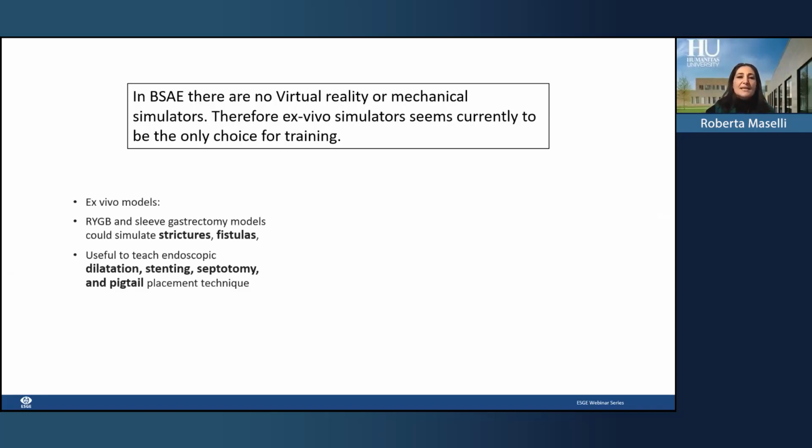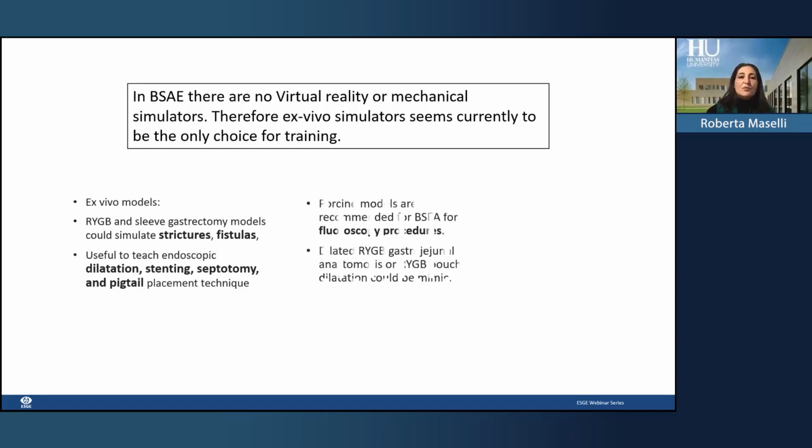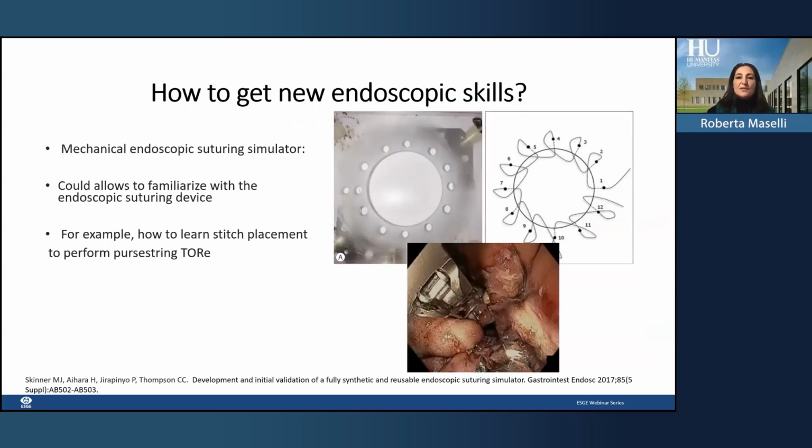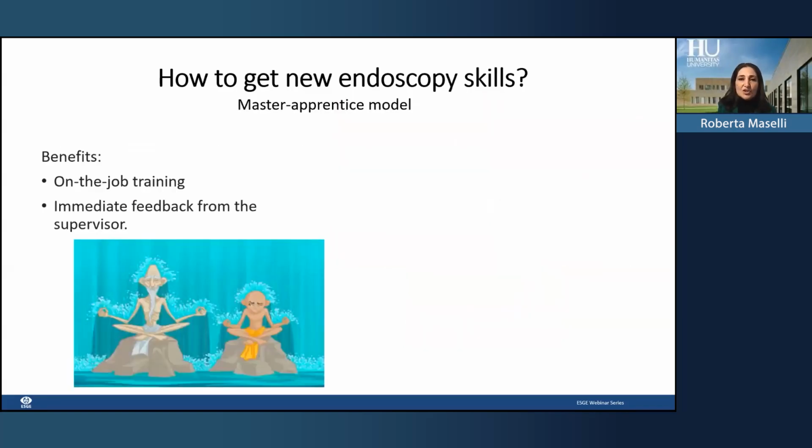We can use something that is there. For example, we could use some ex vivo models to simulate a stricture or fistula, and that will help us simulate the treatment with dilation, stenting, septotomy, pigtails. But really not a single model is there for the management of adverse events after bariatric surgery. For example, you can have something like this, but it's not specific for them. Or you can find, in this other paper, a mechanical endoscopic suturing simulator to simulate, in this case, how to perform a purse-string with OverStitch.